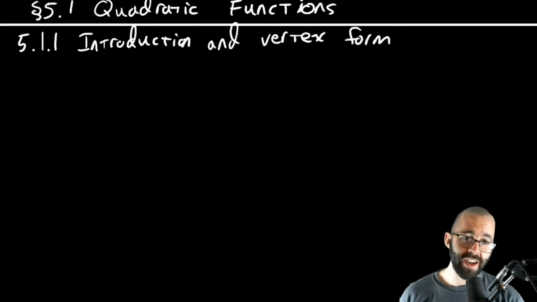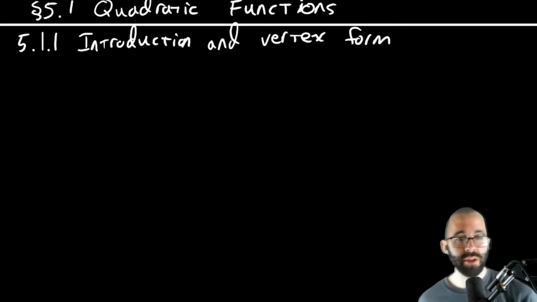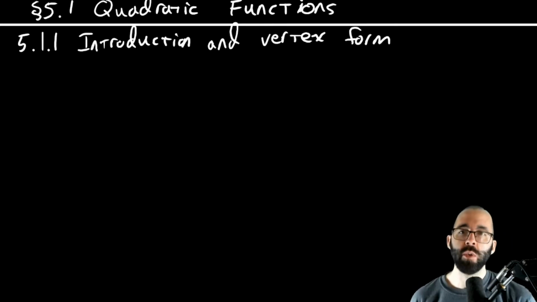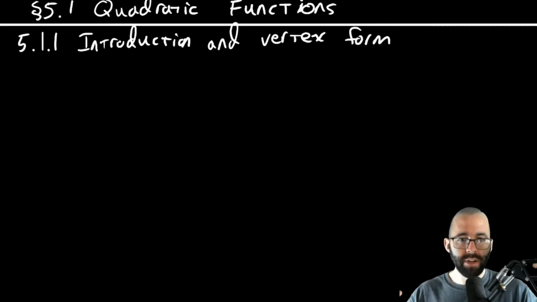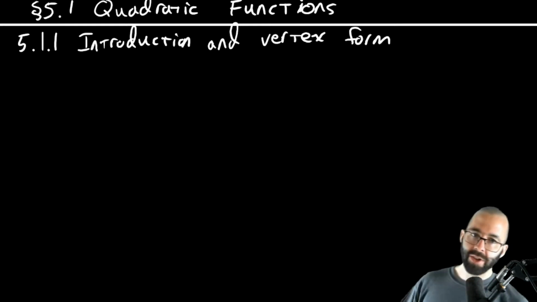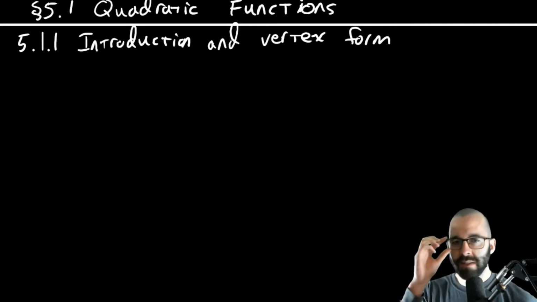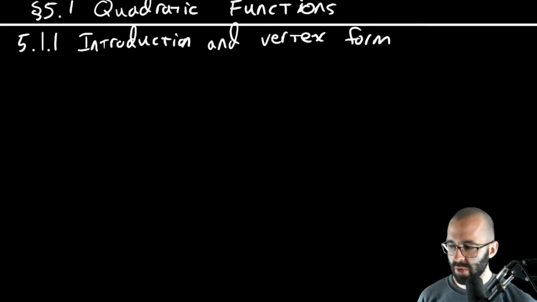Welcome to section 5.1, chapter 5. I'm going to be talking about polynomial functions in general, and in 5.1, quadratic functions. Polynomials are like quadratic functions with higher powers, x cubed and x to the fourth and x to the 100th, etc. But here, we're going to start with a little introduction, some definitions, and something called vertex form.